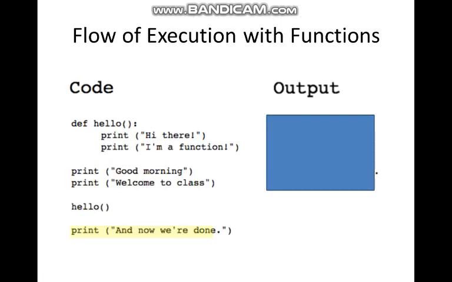Now what I'll discuss is the flow of execution, how the program statements will be executed. This is a function called hello, so we define it by def hello. This is the function body which contains two statements: print hi there, print I am a function. These are two statements which are inside this function. These statements are not under this hello function, because look at the indentation level. So this is at the same level. So after the function is finished, these are outside the function, right?